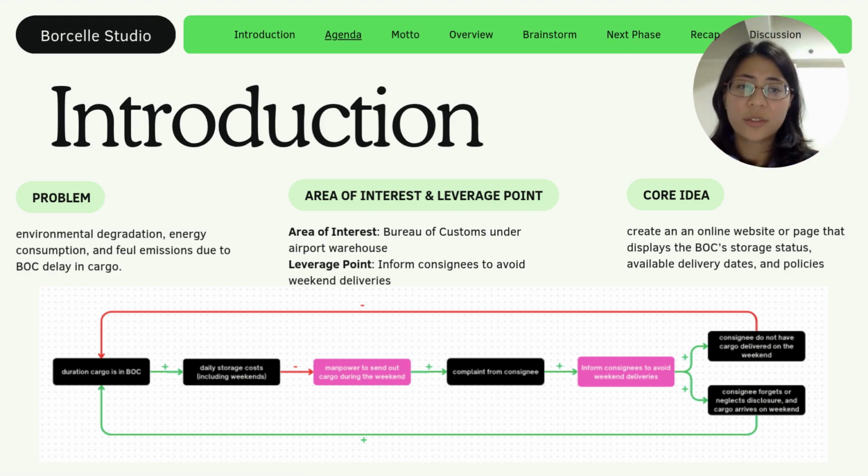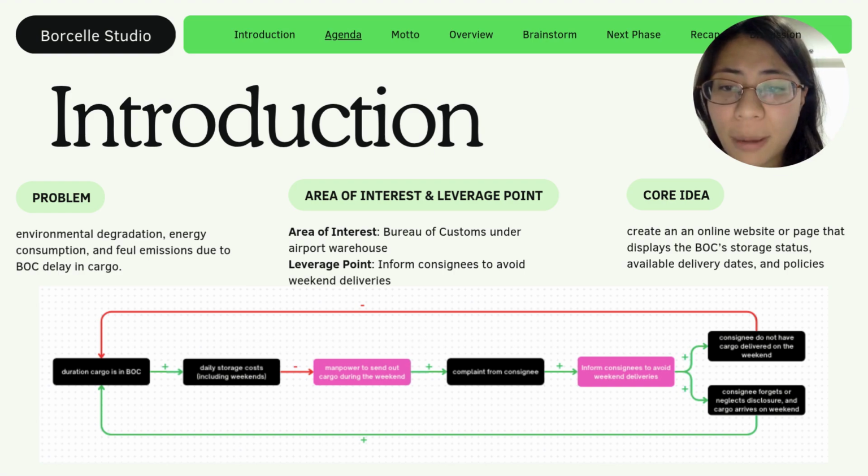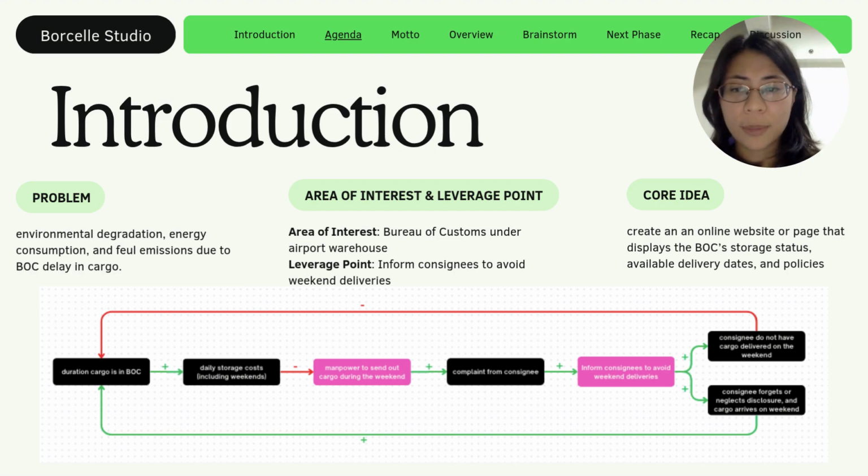So to start, I will be introducing the problem, area of interest, leverage point, and the core idea. So first, for the problem, it is possible environmental degradation, energy consumption, and fuel emissions due to the delays in the Bureau of Customs for the cargo of the consignees.